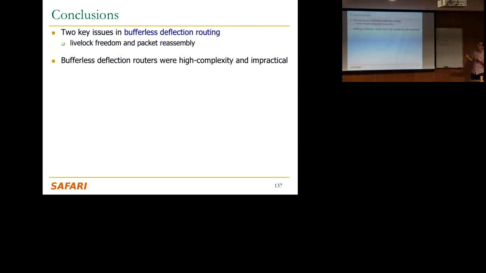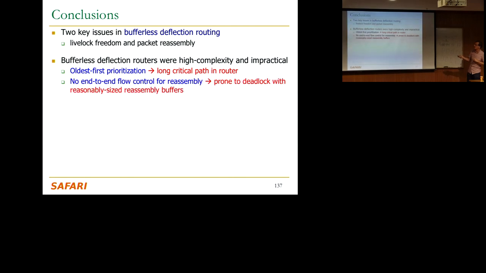Okay, those are the conclusions. I think we've discussed this. We talked about two key issues, livelock freedom and packet reassembly. And previous bufferless deflection routers were actually, in our opinion, high complexity and impractical. All this flit prioritization led to long critical path in the router, and no end-to-end flow control for reassembly led to actually deadlock issues with reasonably sized reassembly buffers.